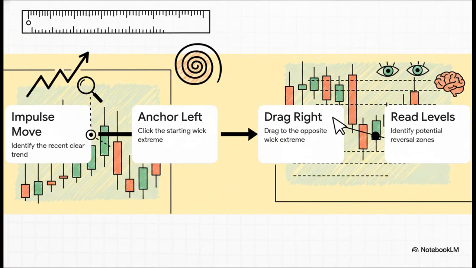Okay, here's your absolute golden rule for anchoring the Fibonacci tool. You must always draw from left to right, matching the direction of time. Simple, right? First, you identify your recent clear impulse move. Second, you anchor your very first click on the absolute leftmost starting swing point. Then third, drag your cursor right over to the ending swing point. And here's the kicker, the detail everyone messes up. You have to click on the exact candlestick wicks, not the bodies, the wicks. That gives you maximum precision. Being just a few pixels off can literally shift your levels by several dollars. Finally, step 4, just read the levels that pop up to spot potential support and resistance.